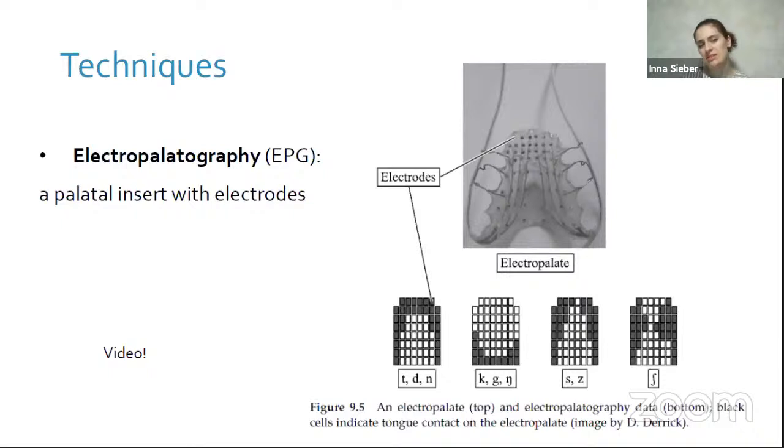What is a palatal insert with electrodes like? And these small things are electrodes, and the pictures in the bottom of the slide are what we get as a result of this palatographic investigation. So each picture is some sequence of black and white cells that are responsible for contact or no contact of the tongue with the palate.